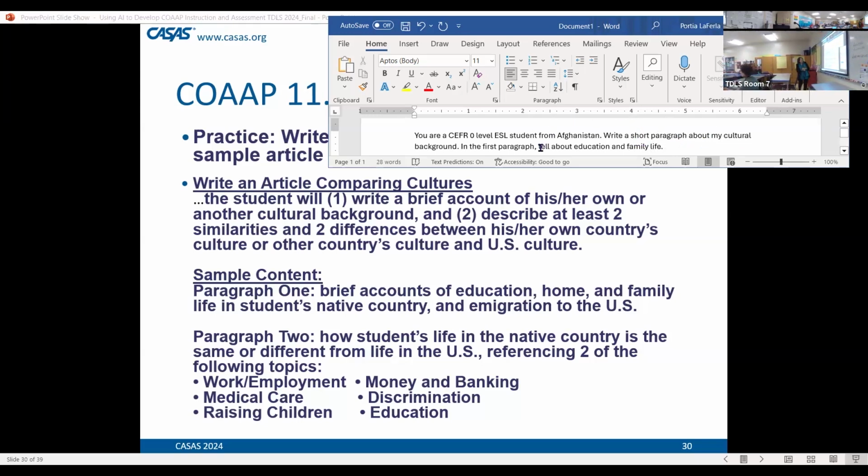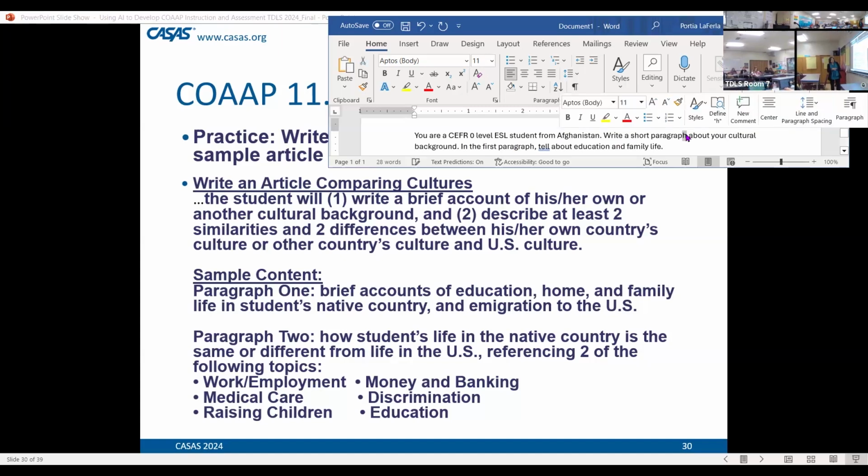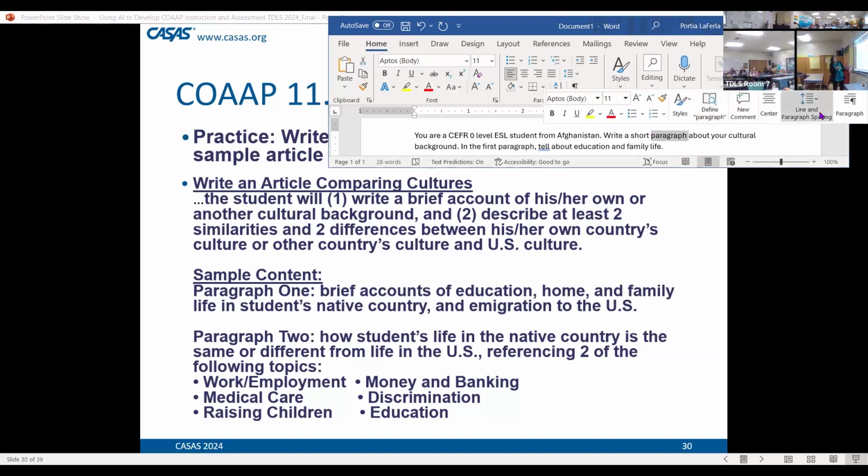Okay, so here we are. You're a CEFR level 0 student from Afghanistan. Write a short paragraph about, so it says my and your, I think we need to change that. How about your? Okay, good. Your cultural background. In the first paragraph, tell about education and family life. Do we want to say home? I think we got it. We said to write a short paragraph, and then we said in the first paragraph. So how about a short first paragraph about.